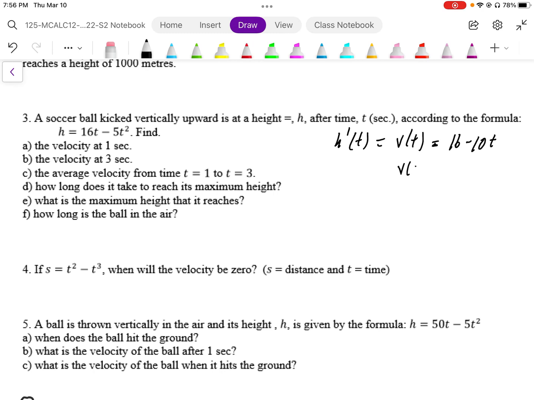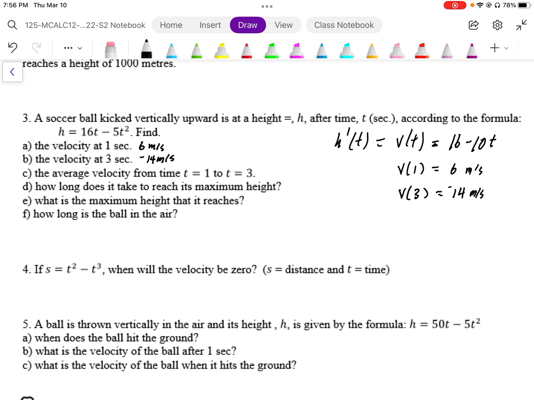To find velocity at 1 second, we just plug into that formula and we get 6 meters per second. At 3 seconds, we do the same thing. We just plug 3 into the v function. In this case, we're going to end up with 16 minus 30, or negative 14 meters per second. So it looks like it's on its way down at 3 seconds.